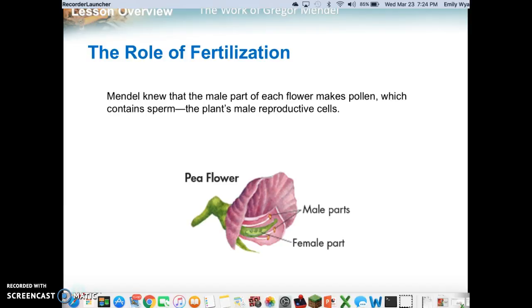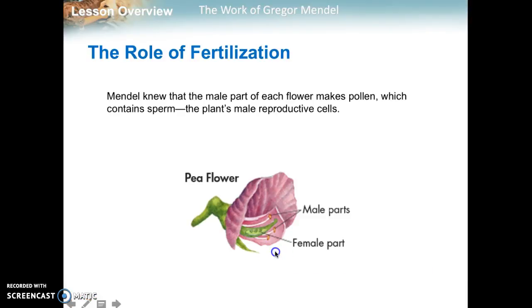So what Gregor Mendel would do, he would remove the male parts from the plant, and then he would take the pollen with a small paintbrush, and he would fertilize whichever plant he wanted to. The thing with pea plants is they can breed asexually, so they can self-fertilize.